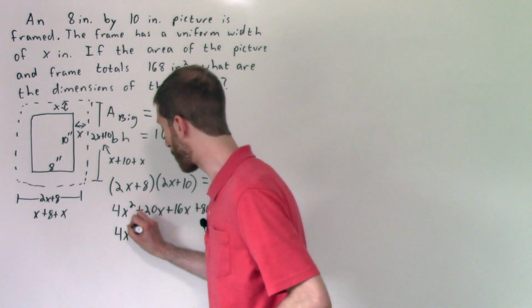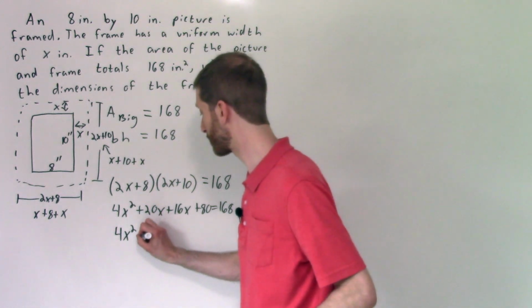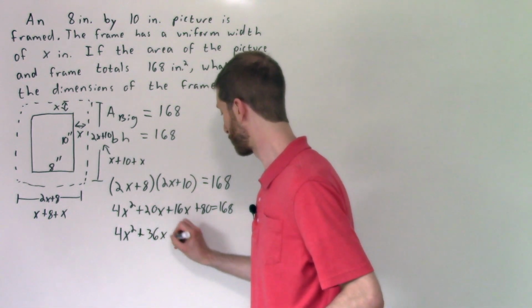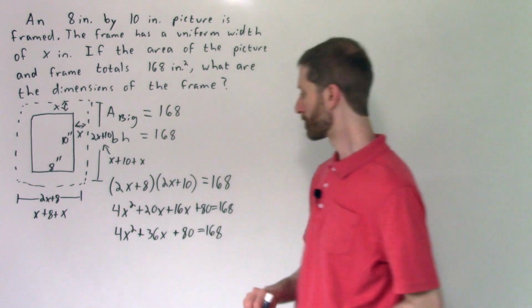So I've got 4x squared, 20x and 16x is 36x. And you know what? I'll do it in 2 steps. That's a lot of steps to do just mentally. So now we have that equation.